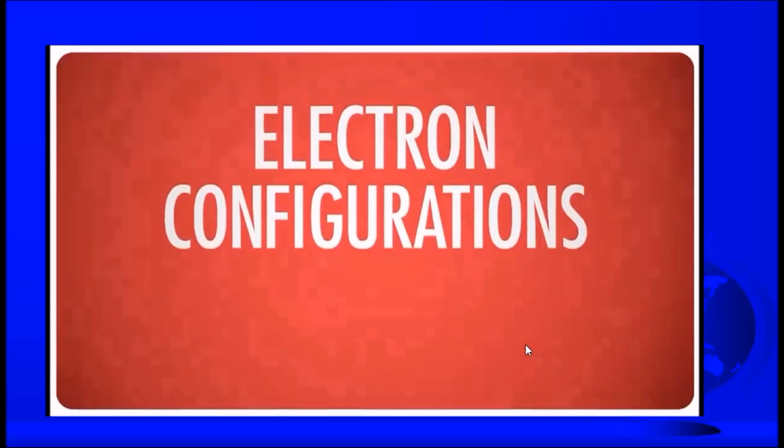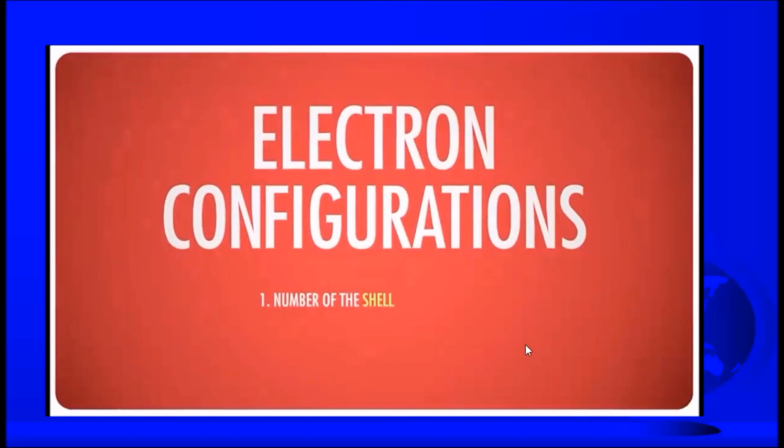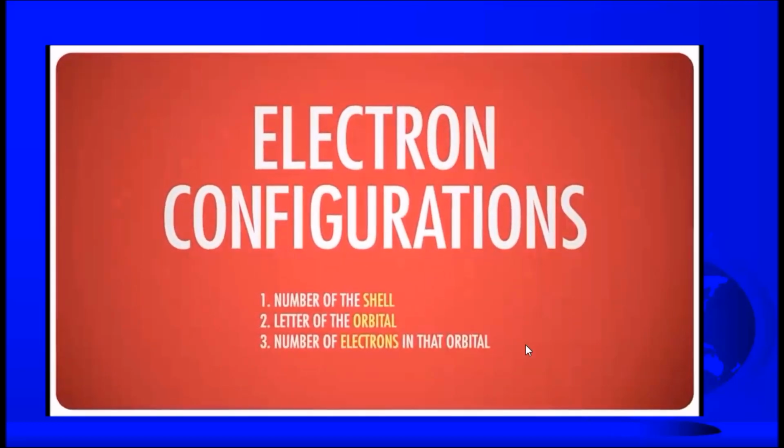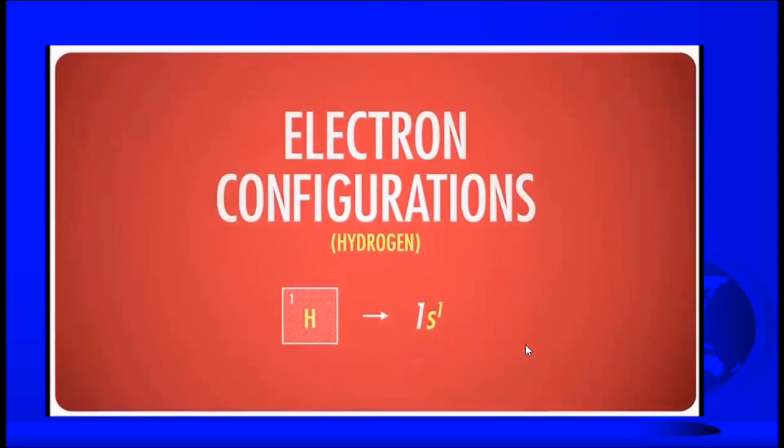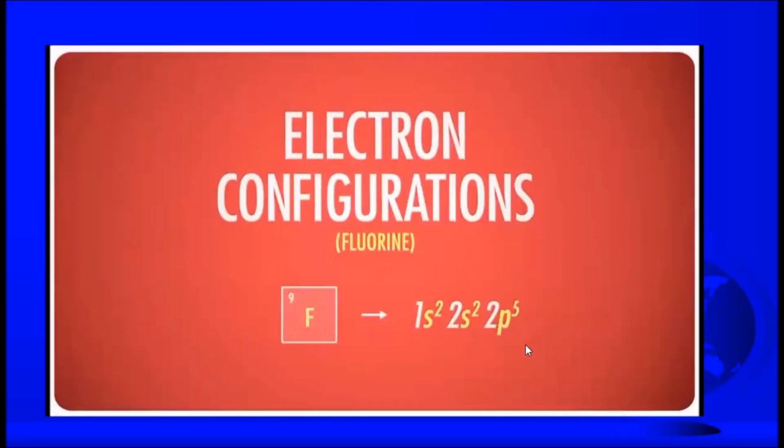And just like with music, there's a bit of notation to learn as well. It's important to know how to write out what we call electron configurations, a condensed way of showing exactly where all of an atom's electrons are. First, we write the number of the shell, then the letter of the orbital, then the number of electrons in that orbital, and repeat until we run out of electrons. So for hydrogen, with just 1 electron, it's 1s1. For fluorine, it's 1s2, 2s2, 2p5.